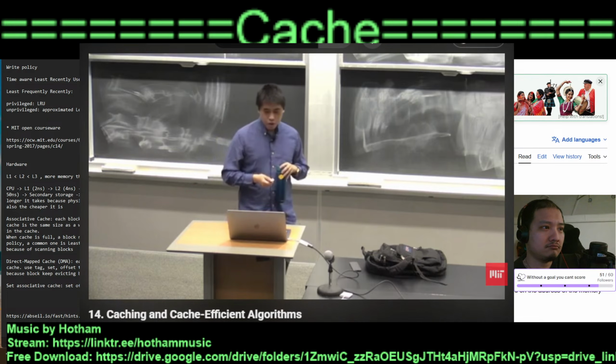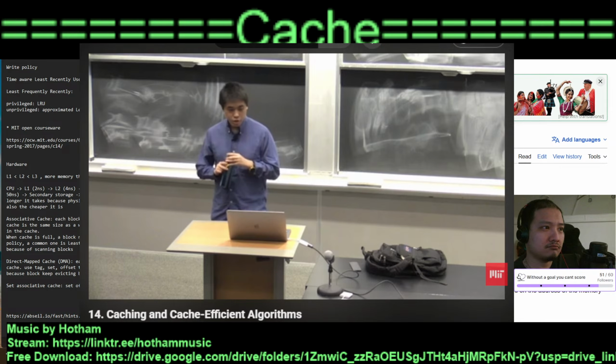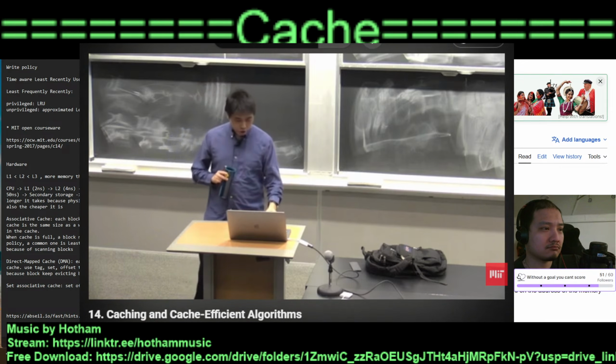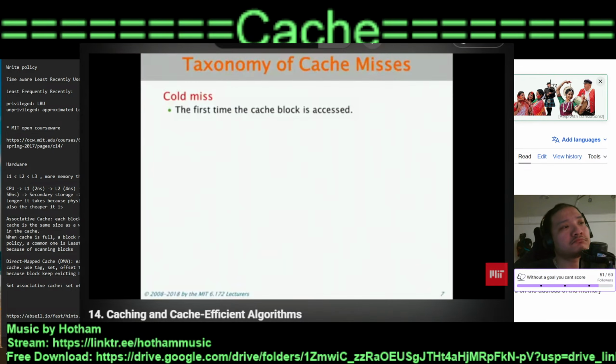Okay, so let's go over a taxonomy of different types of cache misses that you can incur. The first type of cache miss is called a cold miss, and this is a cache miss that you have to incur the first time you access a cache block. If you need to access this piece of data, there's no way to get around getting a cold miss for this, because your cache starts out not having this block, and the first time you access it, you have to bring it into cache.